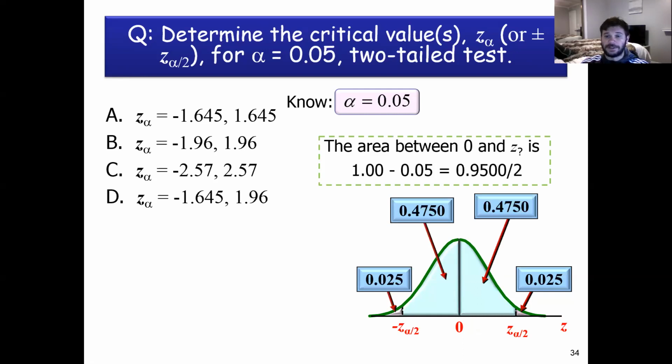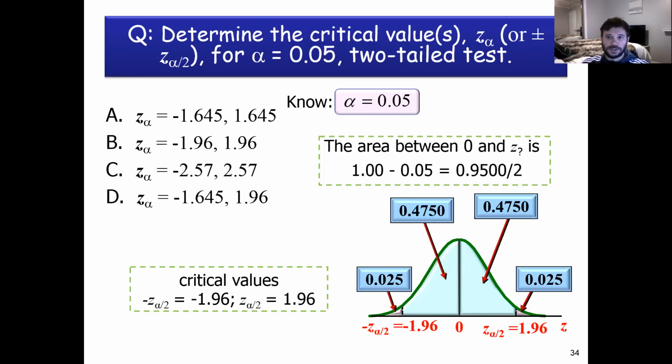So I'm not going to jump back to my standard normal table. We know 0.4750 corresponds to a z-value of 1.96 in magnitude, which means the threshold in terms of the number of standard deviations away from a z-value of 0, we would need to be in either the right direction or the left direction, has to correspond to plus or minus 1.96, which is going to correspond to choice B here. Okay, so those were three examples of how to figure out the critical value.